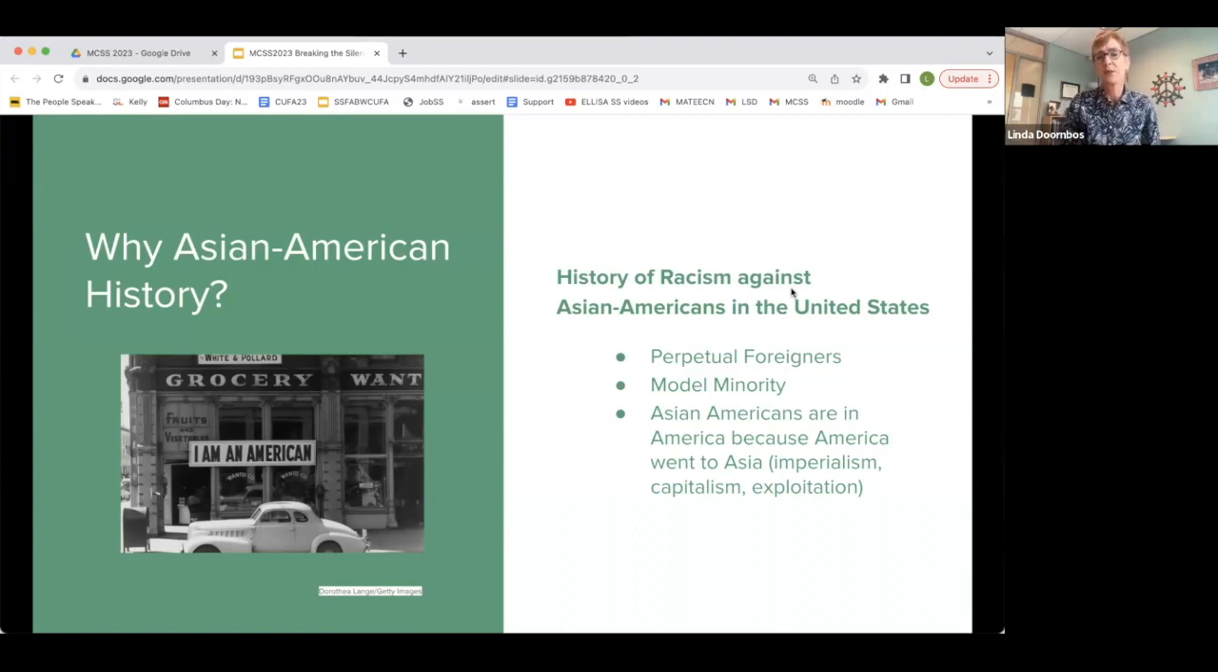Or even in the classrooms, that if an Asian student is in our classroom, we just assume that they're going to be good at math or good students and very studious. And we often forget, as we're teaching about Asian American history, the fact that Asian Americans are in America in the first place is because America went to Asia, and getting into all the topics of thinking about imperialism and capitalism and exploitation.